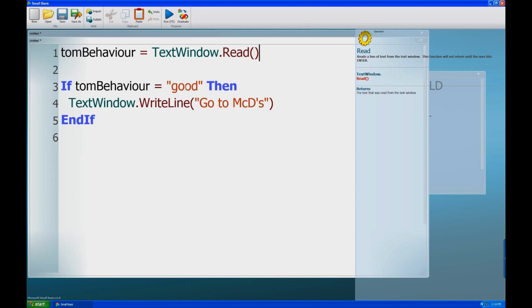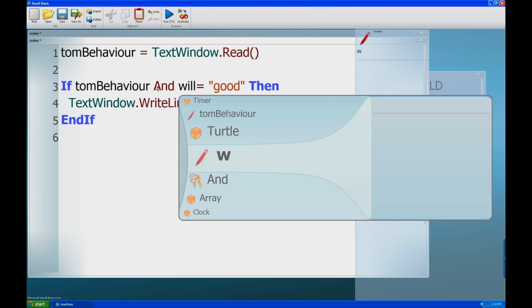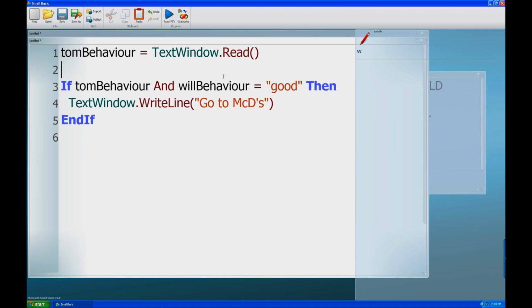So my mum used to be a bit fussier than this, and she'd often say if Tom's behaviour was good and Will's behaviour was good. Now, a common misconception when you're using this AND statement within an if statement is to say if Tom's behaviour is good, we could say if Tom's behaviour and Will's behaviour equals good. Well, the computer just will not understand this.